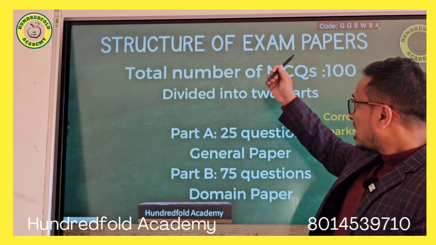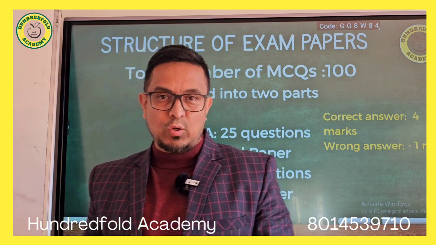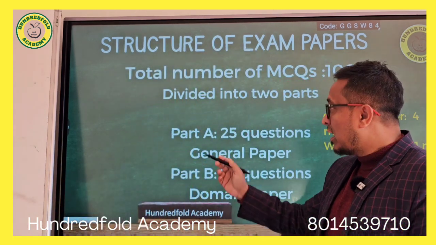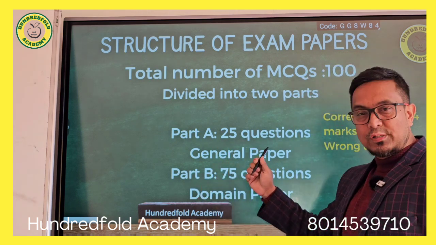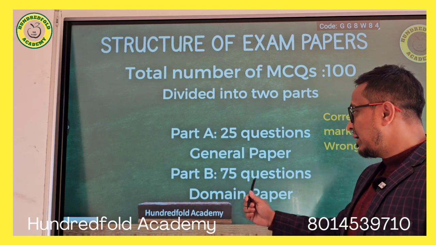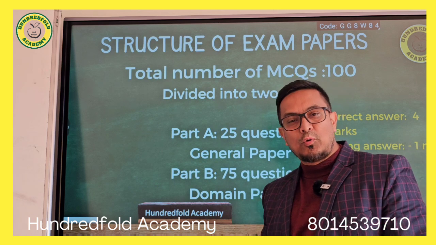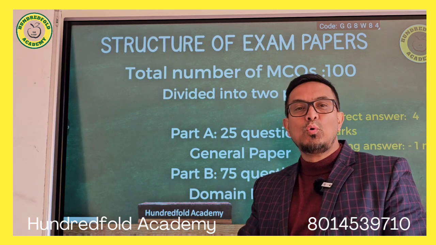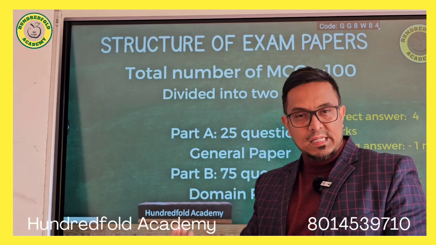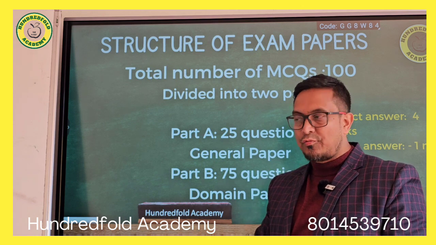Now, the structure of the exam: you will have 100 MCQ questions, divided into two parts. Part A is 25 questions, which is your general paper. And part B is 75 questions, which is your domain paper. The domain paper is the paper of the subject in which you would like to take your master's. Your domain paper can be history, political science, economics, physics, chemistry, and so on.